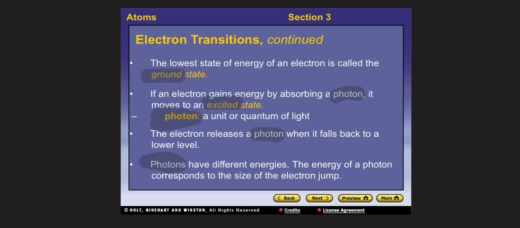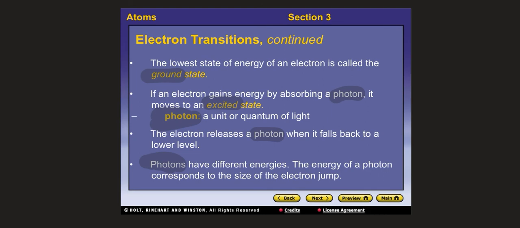So for electrons, they gain energy by absorbing a photon, and a photon is a unit or quantum of light. The electron then can release a photon and fall back to a lower level. And just like when we have an energy drink or something with caffeine, we gain that energy, but eventually we're going to use it all up and fall back down to our regular ground state of being tired. Same with electrons. They can release a photon and fall back to the lower energy level. And so what that means is that electrons can release light, and so they can give off light.